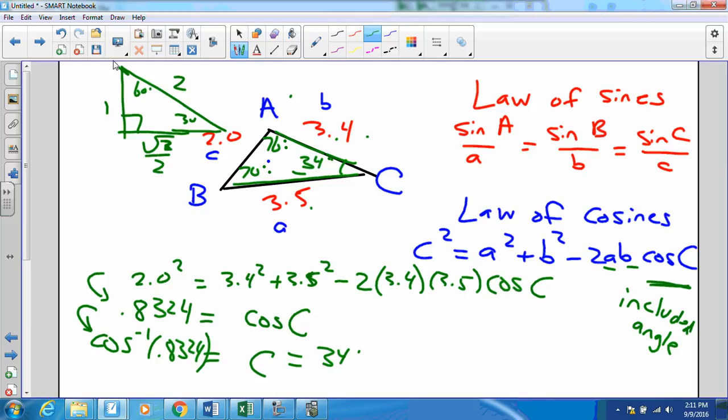I asked, what is secant of pi over 4? Secant is 1 over cosine. Cosine of pi over 4 is square root of 2 over 2, so secant is square root of 2.